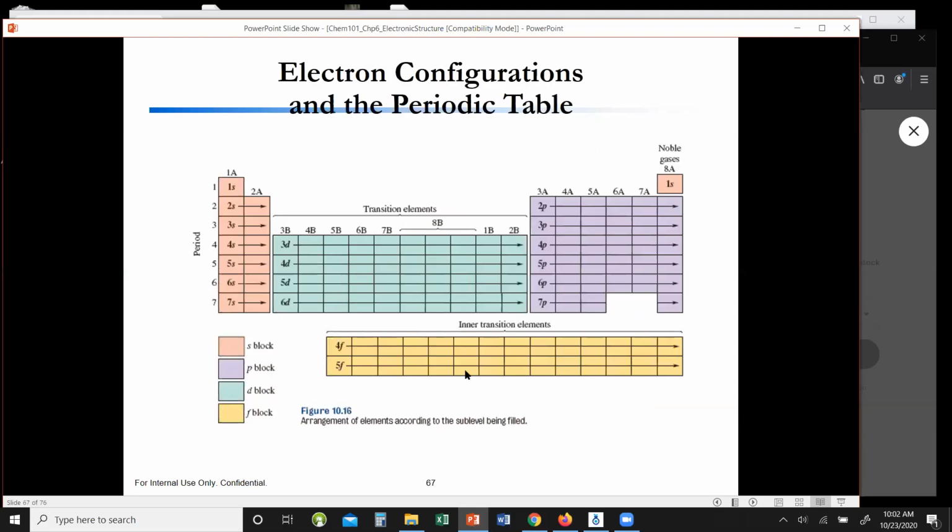Outermost electrons. So if you look at this periodic table, it kind of groups them. Here on the left, your s orbitals. Here on the right, your p orbitals. In the middle, d orbitals. Down here, f orbitals. So this table is designed on these valence electrons and the s, p, and d orbitals.